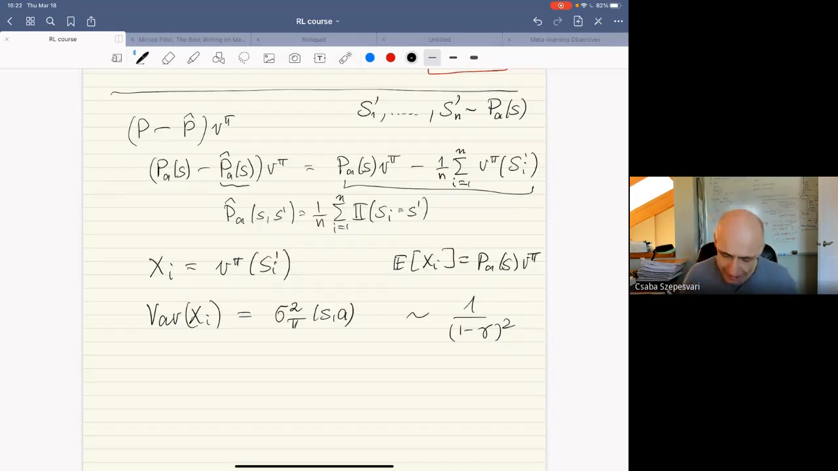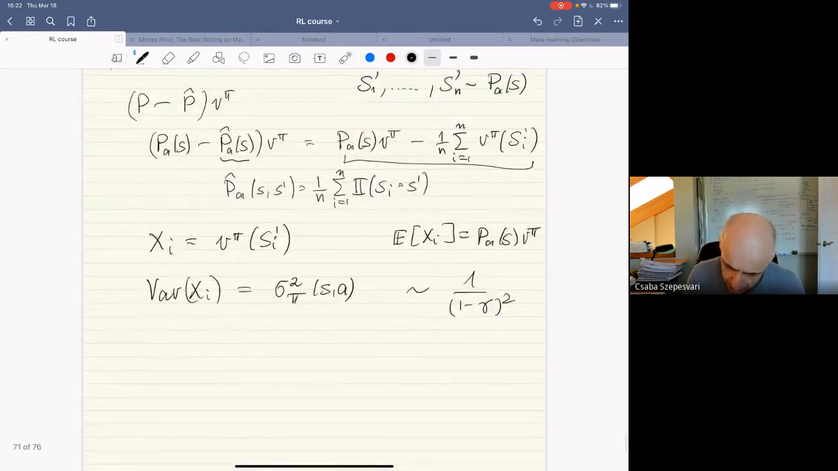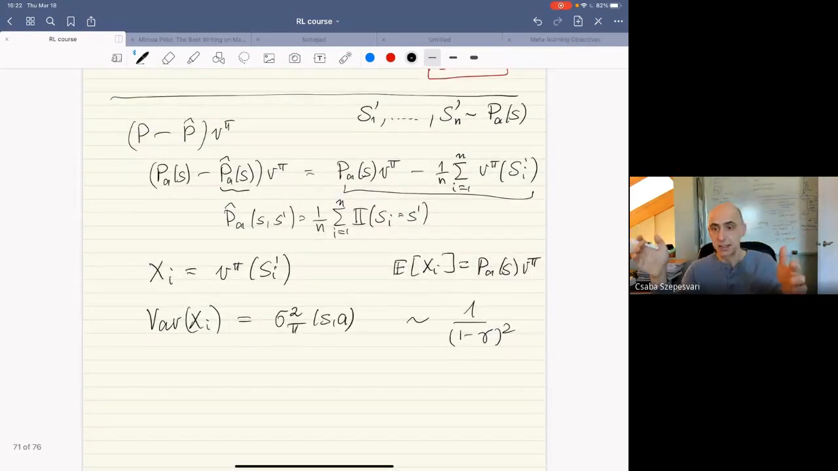So at this stage, you might call it a defeat, because in Bernstein you have sigma appearing in the range, and so that's again just 1 over 1 minus gamma. So close down shop, game over, let's go home. But not so fast.